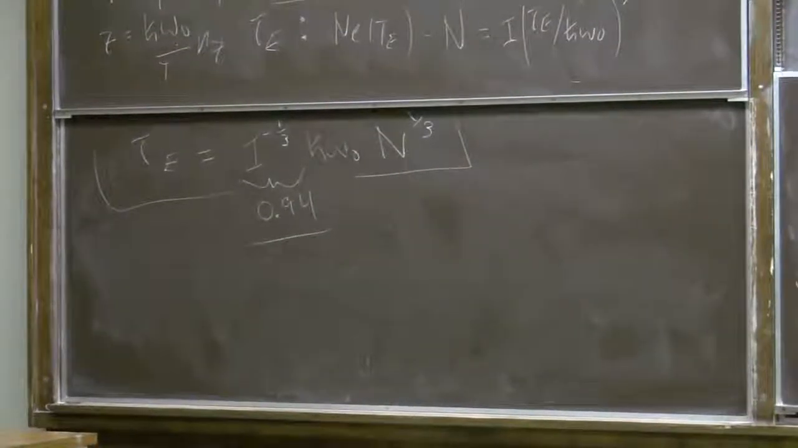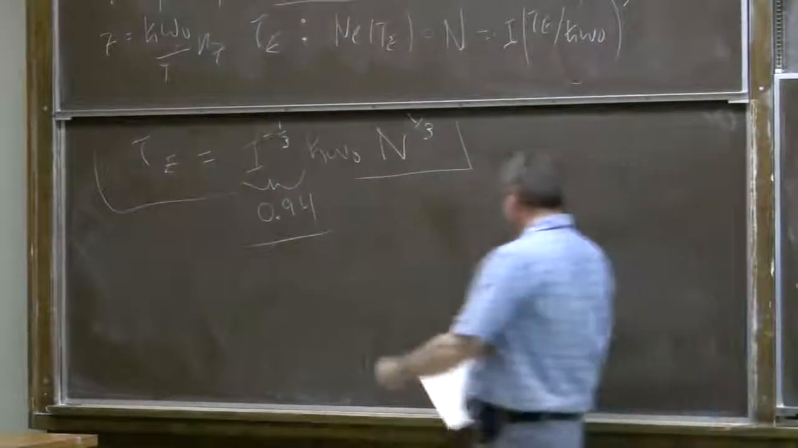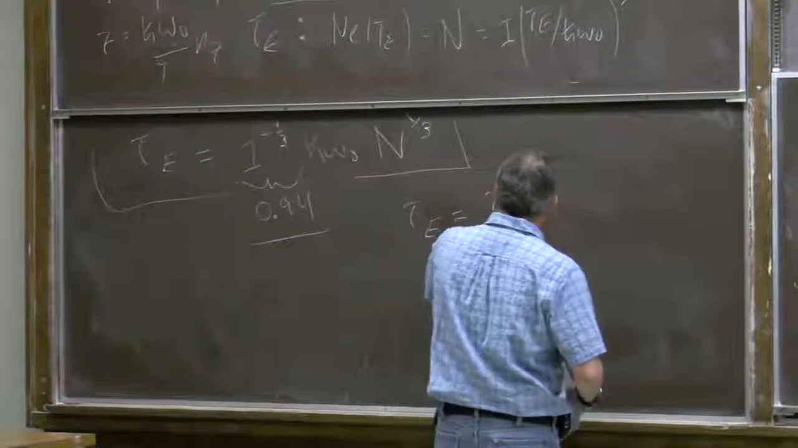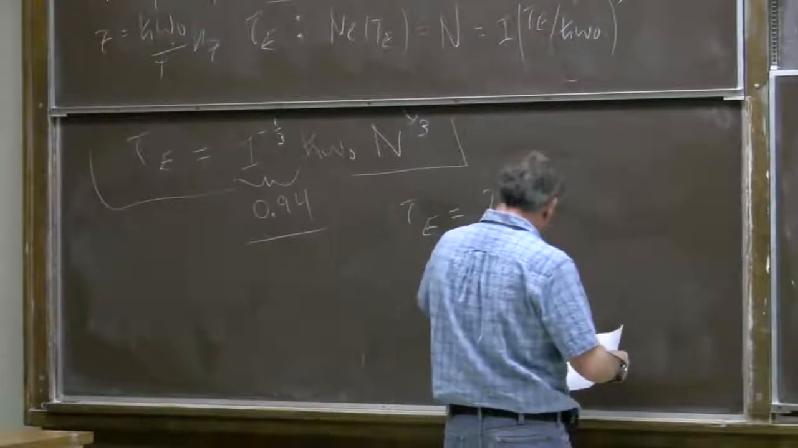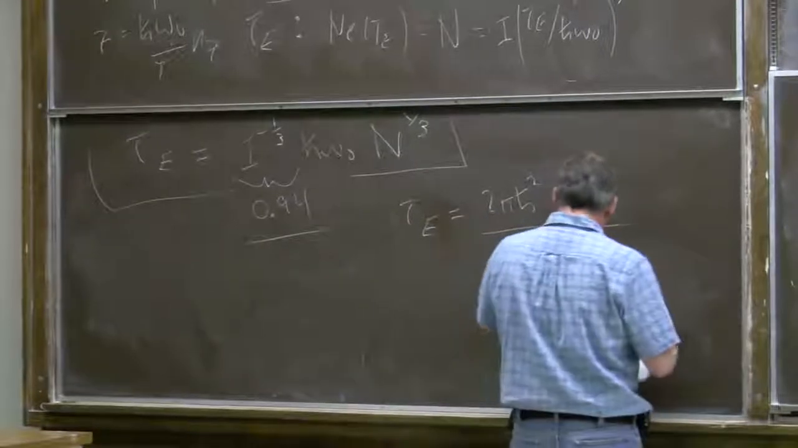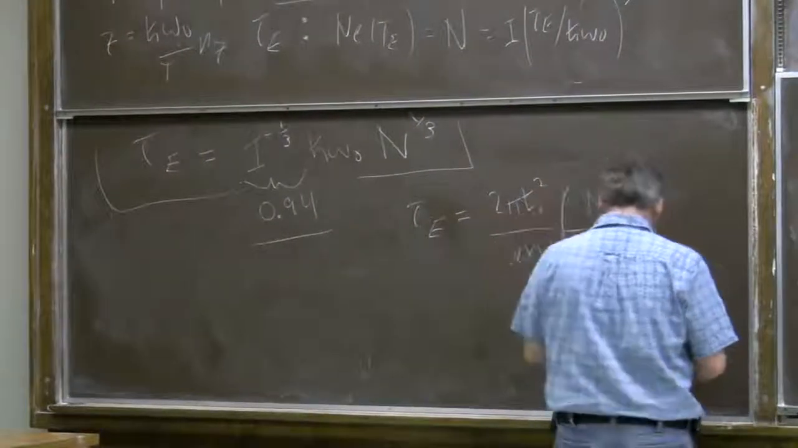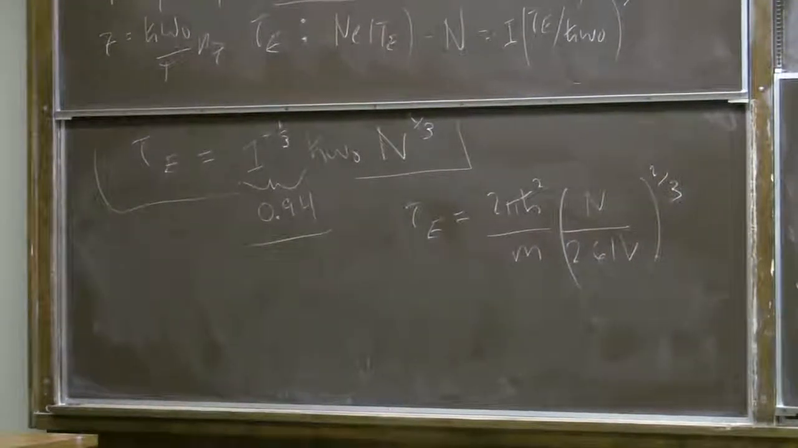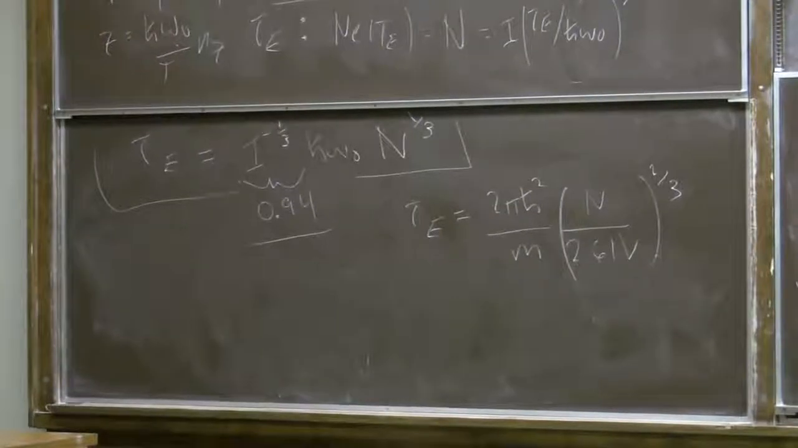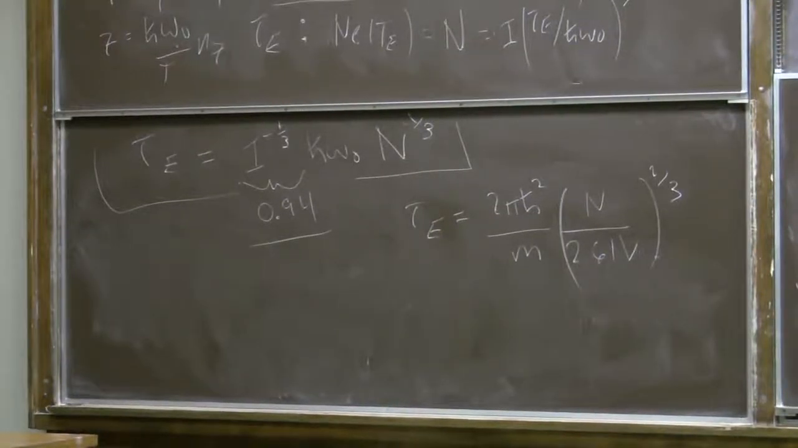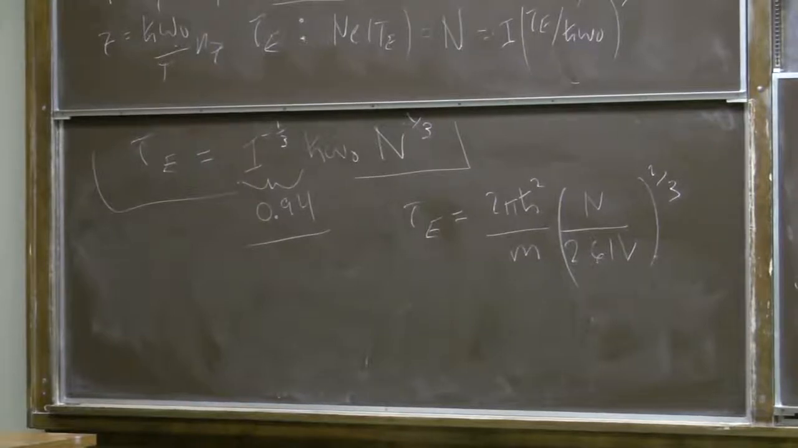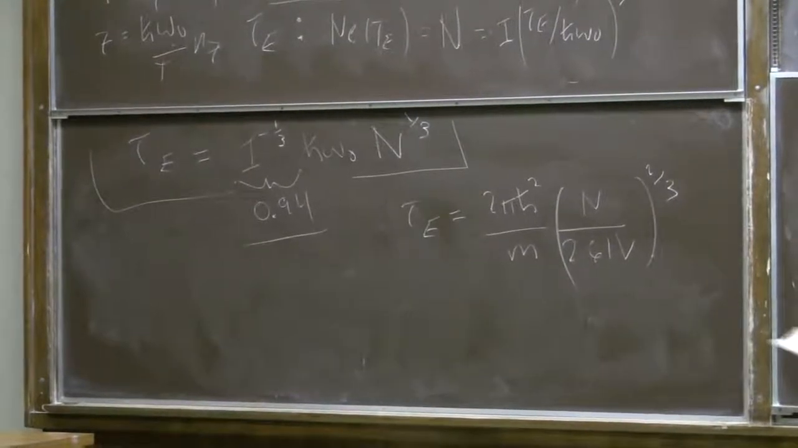It looks rather different from what we found earlier, which was tau Einstein equals 2 pi h bar squared over m, number divided by 2.61 volume to the 2/3. But in fact, it has a rather similar interpretation, as we can, in both cases, think of the onset of Bose-Einstein condensation occurring when the typical interparticle spacing is comparable to the thermal wavelength. Now, let me convince you of that.